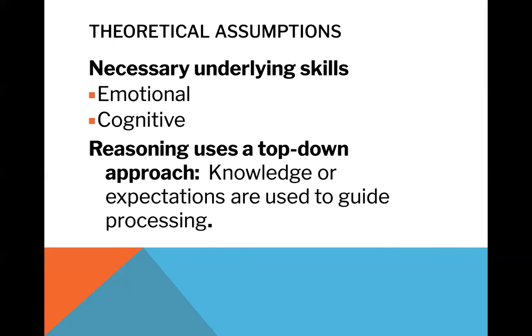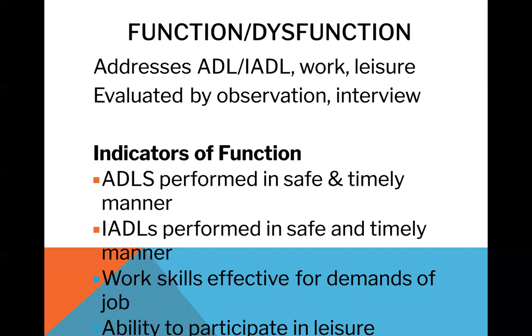So reasoning, we use the top-down approach, where knowledge or expectations are used to guide the processing. So remember that top-down is moving from general down to specific. So then we're going to look at function versus dysfunction. So we're looking at addressing ADL and IADL, work, leisure, and we're evaluating by observation and interview.